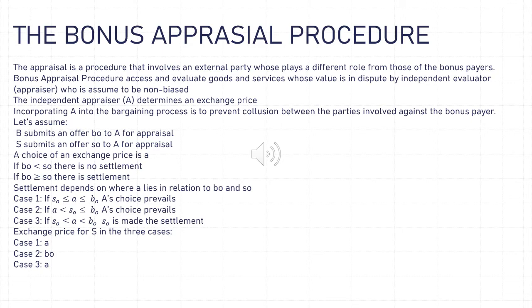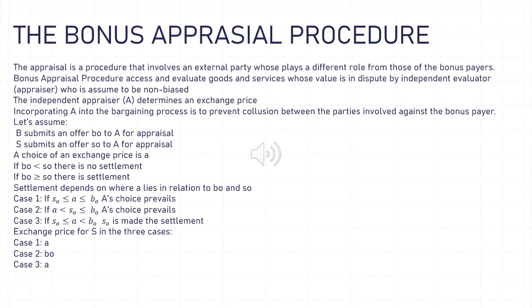If B is greater than or equal to S, there is a settlement. Settlement depends on where A lies in relationship to B and S. Let's take case number 1, for example. If S is greater than or equal to A, greater than or equal to B, A's choice prevails.